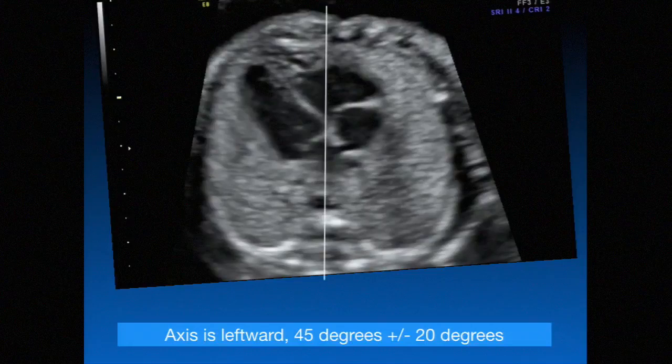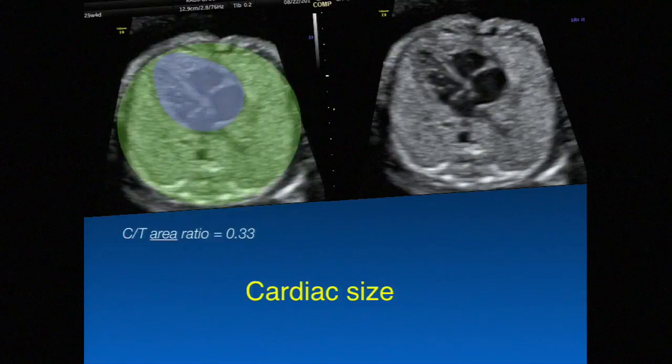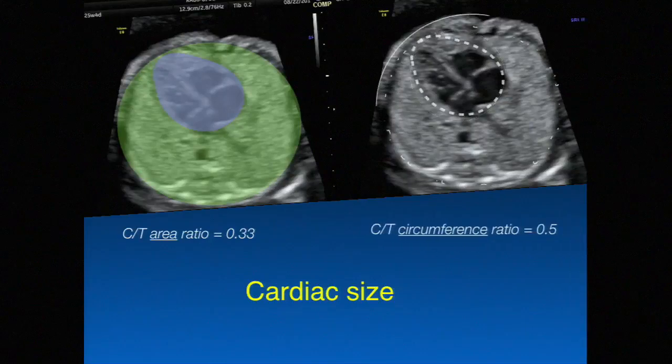Your axis should be 45 degrees plus or minus 20. And then looking at the cardiac size, when we look at our CT area ratio, it should be about 0.33, and the CT circumference ratio of 0.5, and those values will remain constant throughout gestation, so easy to remember.